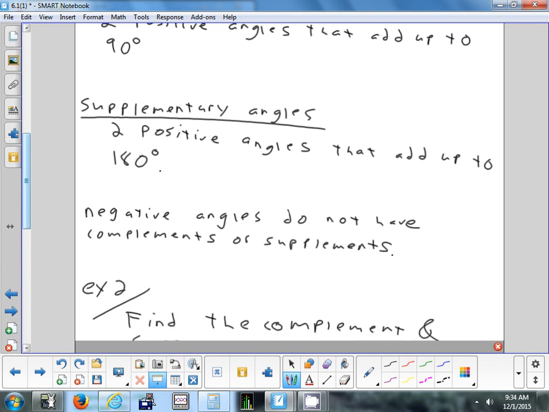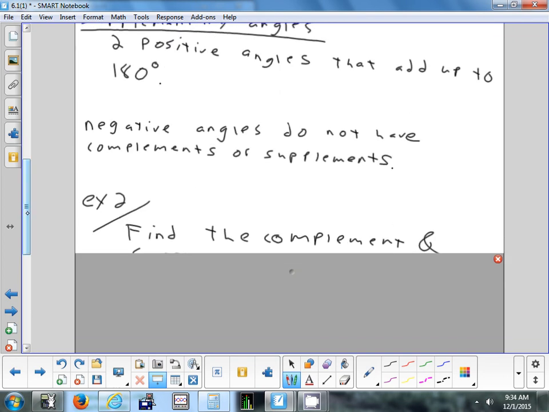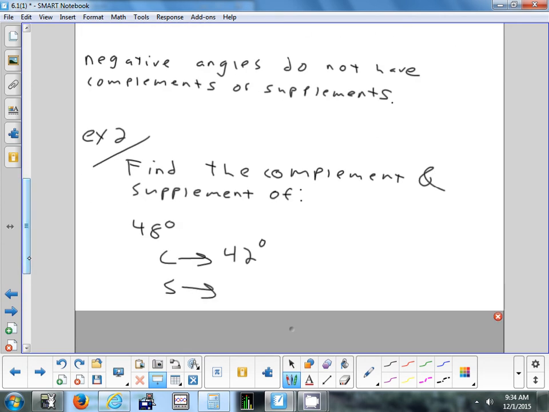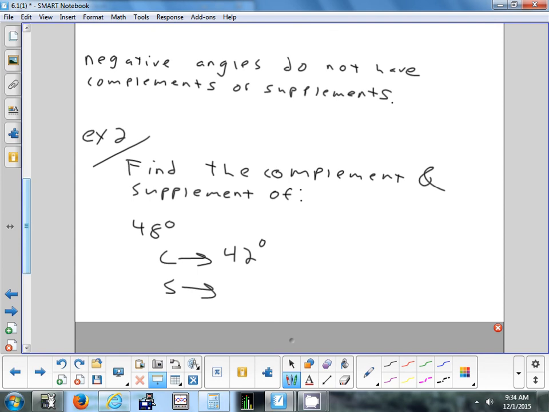Okay, so what we'll do, we'll just take some angles and we'll try finding the complements and supplements. What do you basically do if you have an angle and you want its complement? 90 minus 40, whatever it is. Yeah, 90 minus whatever your angle is. Okay, so what's my complement to 48 degrees? 42. And what would be the supplement? 132.